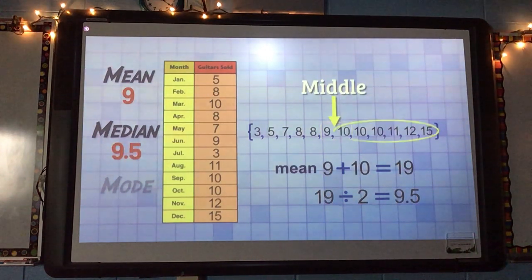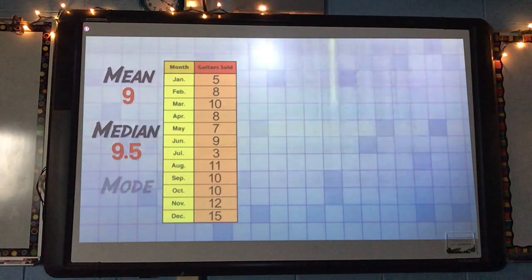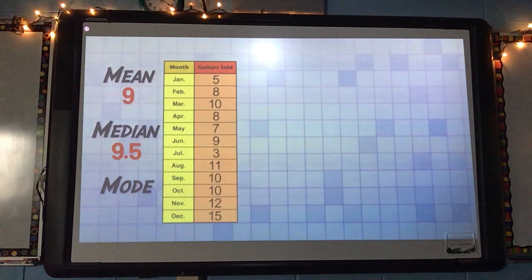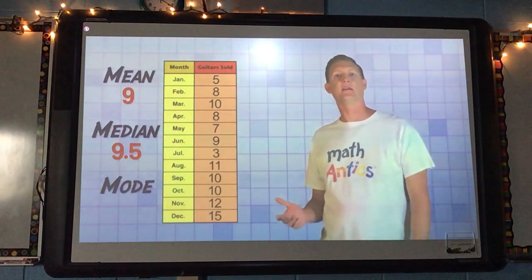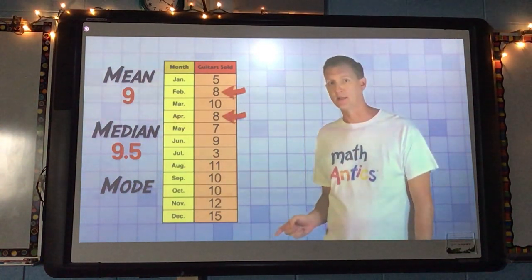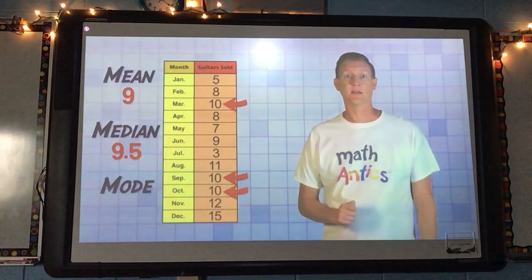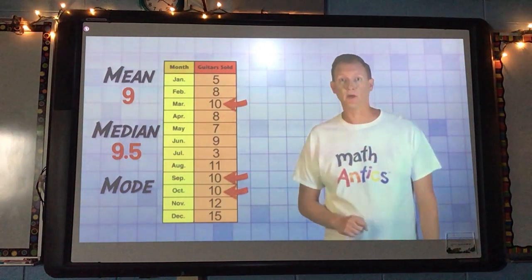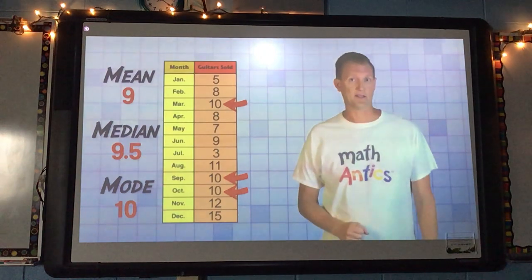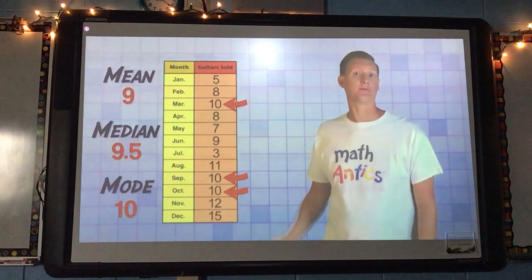That means that in half of the months, he sold more than 9.5, and in half of the months, he sold less than 9.5. Last of all, let's identify the mode of this data set, if there is one. Well, let's see. There's 2 eights in the data set. Oh, but there's 3 tens. That looks like the most frequent number. So 10 is the mode of this data set. It's the result that occurred most often.